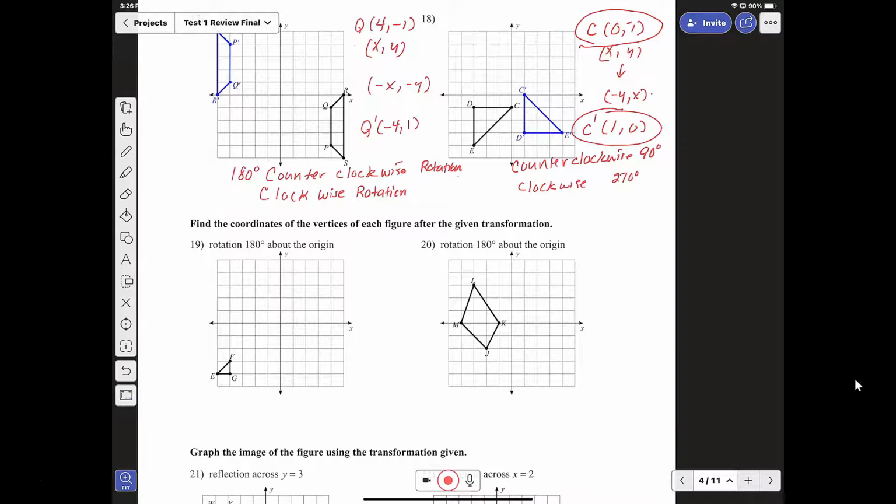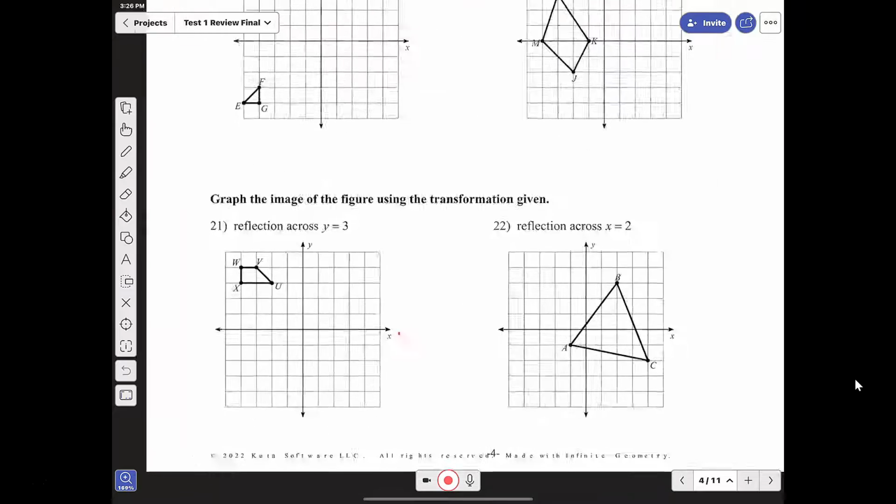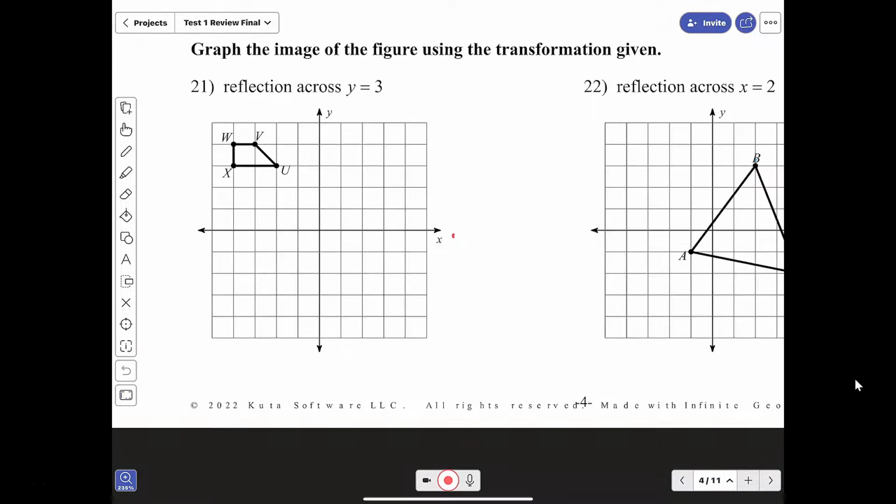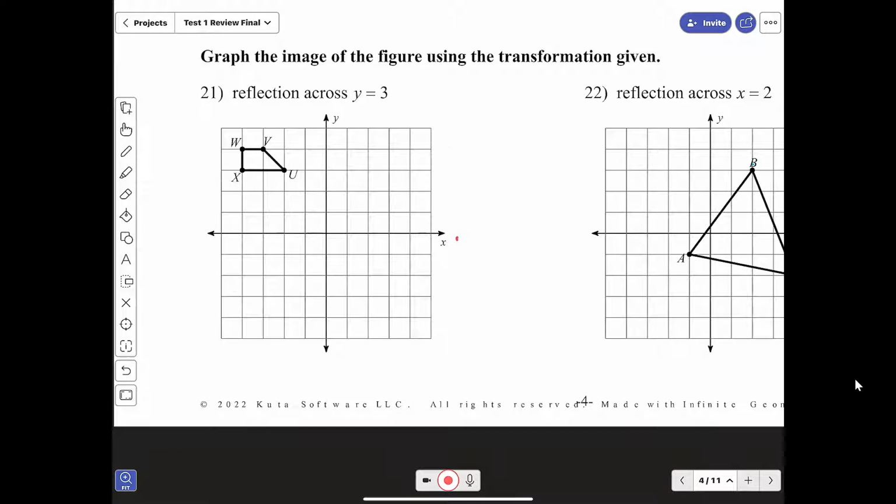I'm going to let you do 19 and 20 for practice. 21, I'm going to go ahead and do that with you. It says graph the image of the figure using the transformation given. So the reflection across y equals 3. Remember that y equals 3 is a horizontal line.